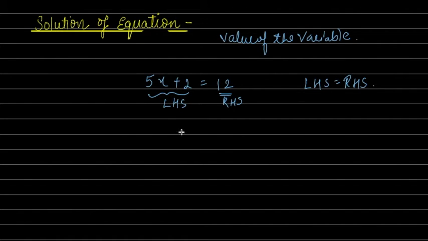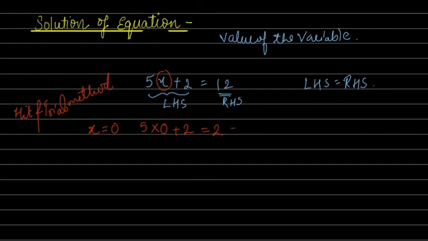Now we will see what the solution of an equation means. You have to check for what value of x your LHS is equal to RHS. So what we will do is the hit and trial method. Hit and trial means we will use different values. If I take x as 0, 5 into 0 plus 2 gives 2, which is not equal to 12. x is equal to 1, 5 into 1 plus 2, which is 7, again not equal to 12.